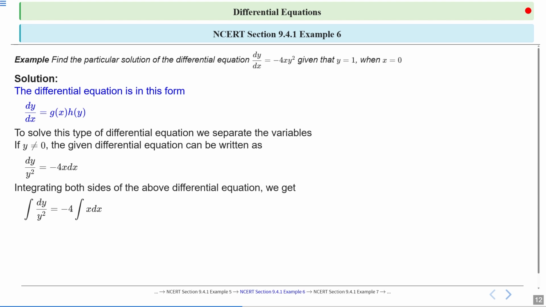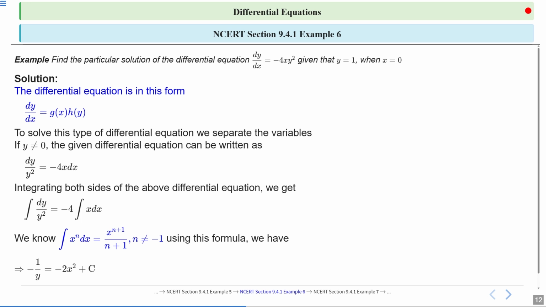So integrating both sides of our differential equation, we get integral of dy by y square is equal to minus 4 into integral of x dx. As we know, the integration of x to the power n dx is x to the power n plus 1 by n plus 1 when n is not equal to minus 1. So using this formula, the integral of dy by y square is the integration of y to the power minus 2 dy, here the value of n is minus 2. So when we integrate, we get minus 1 by y is equal to minus 4 times x square by 2, so we get minus 2 x square plus c.